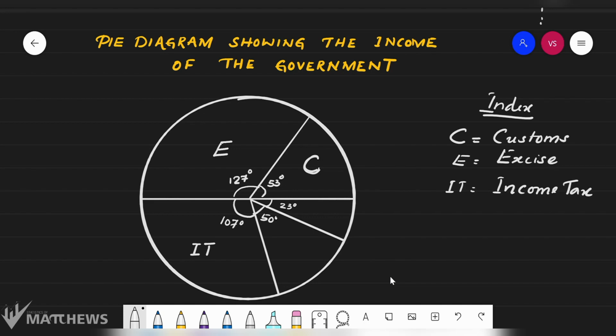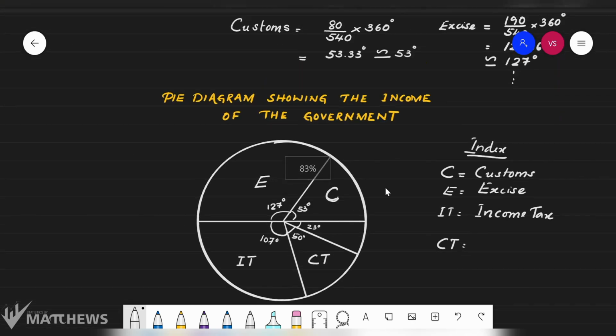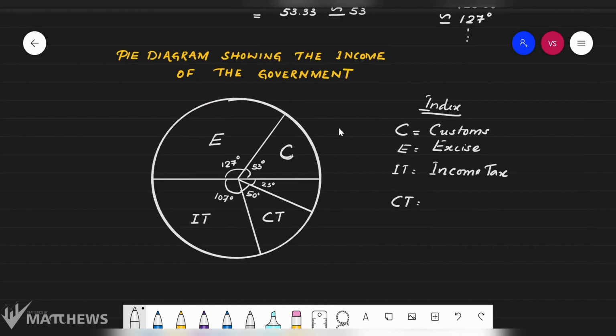Then next is CT. This is CT. What is CT? CT is corporate tax. Is that right? Corporate tax. And the last one is M. This M is miscellaneous.